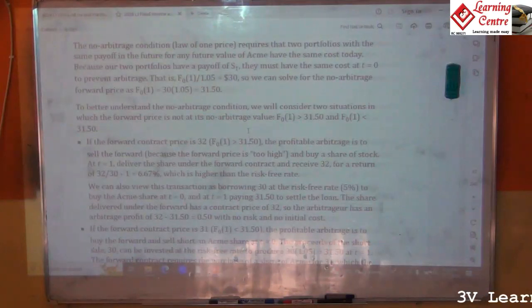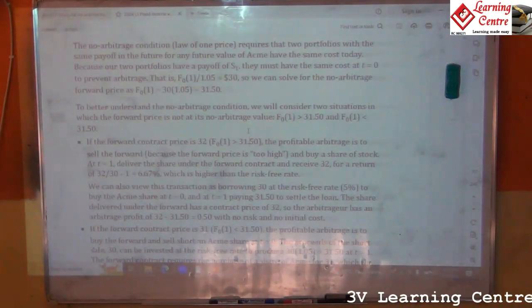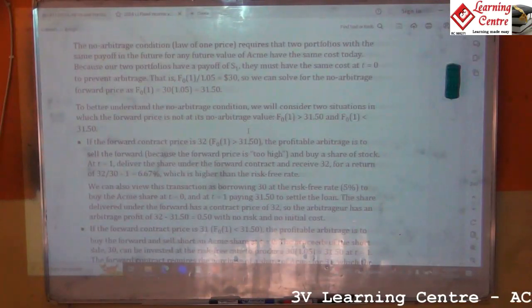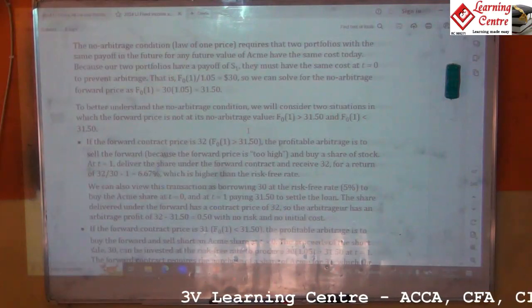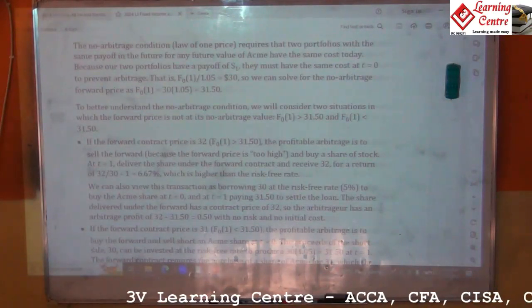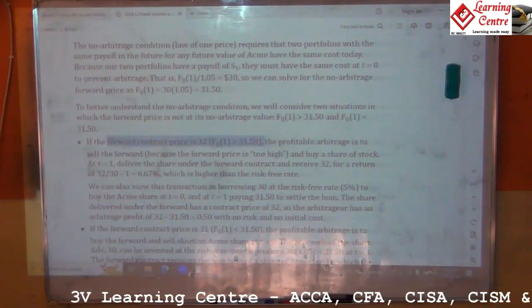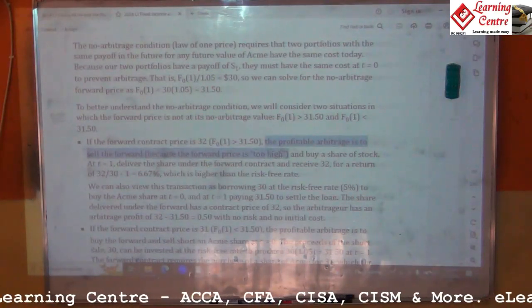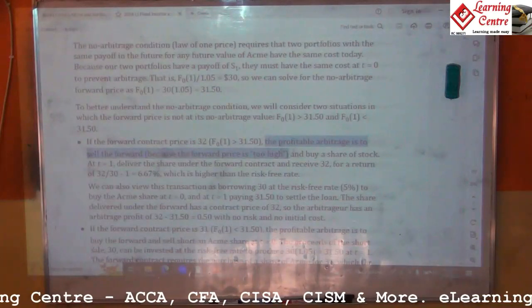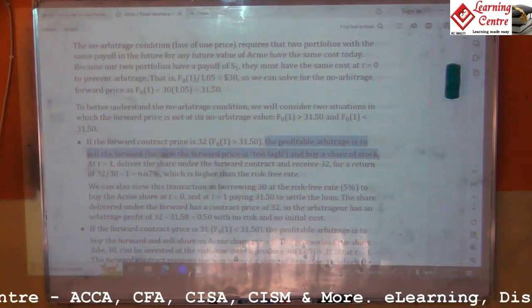But we've done a calculation to say this forward contract should be valued at 31.5. So already we see that there is a 0.5 increase between what it should be and what this forward price is. What does it mean? The profitable arbitrage is to sell the forward because the forward price is too high and buy a share of the stock. What does that mean?